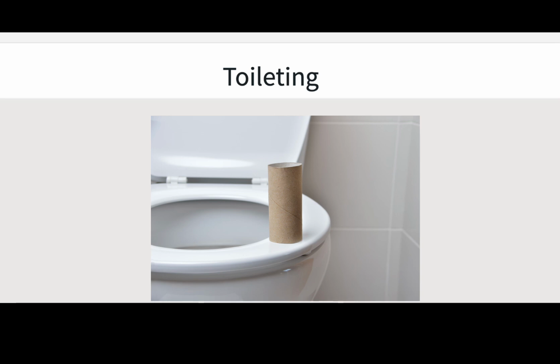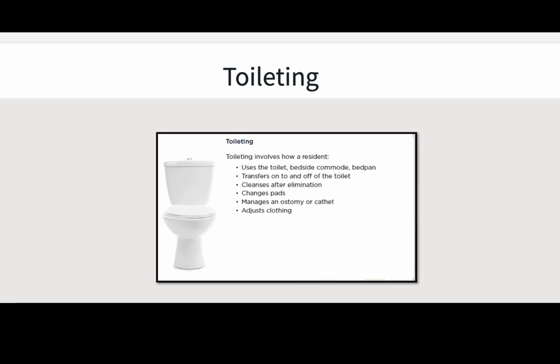The next late loss ADL is toileting. It involves how a resident uses the toilet, bedside commode, bedpan, or a urinal, how they transfer on and off the toilet, how they're cleansed after they eliminate, how we change their pads, and how we manage ostomies or catheters, and also how we adjust clothing. So it doesn't just include one of these items, it's every single one of these.